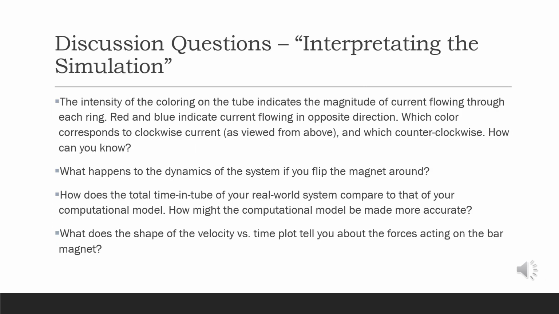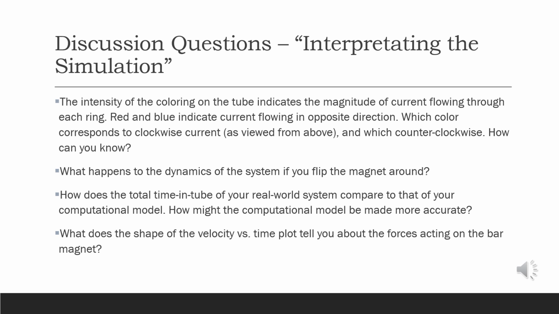Now for the discussion questions. For the first one, applying Lenz's law, it becomes apparent that red corresponds to counterclockwise and blue to clockwise, as this is the combination that will slow the magnet down. If we flip the magnet, well, nothing will happen. It will still be slowed down as before, only this time the currents will flow in opposite directions to what we see right now.